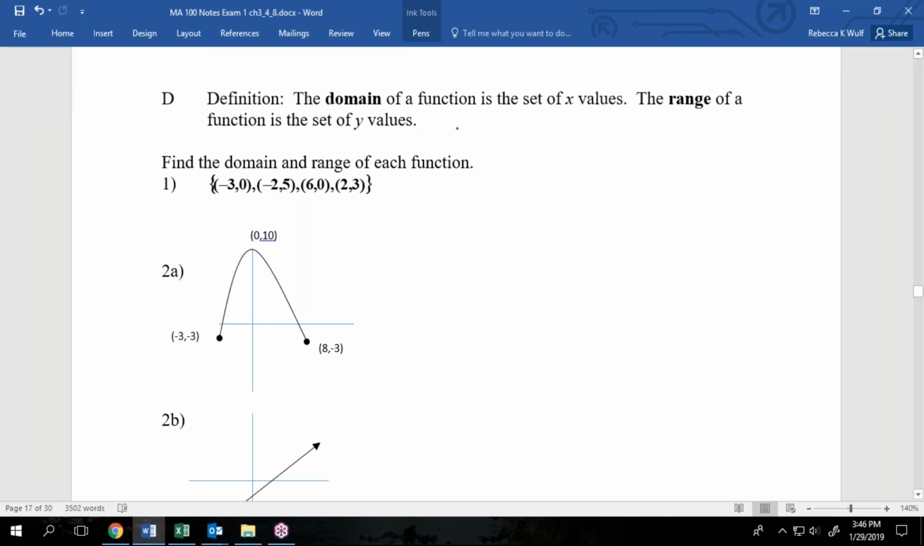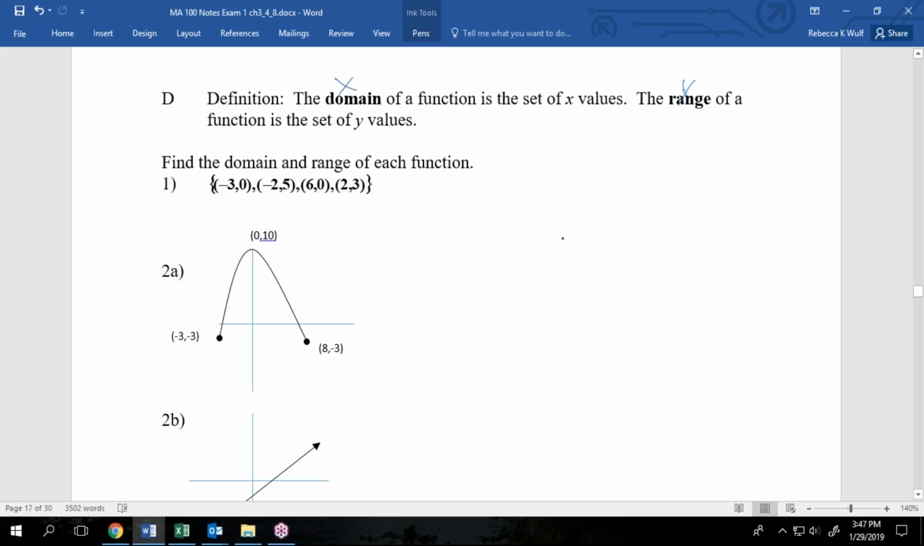So the domain of a function is the set of x values. I think of it as where x lives. That helps me remember it. Where does x live? That's our domain. And the range is the output, that is the set of y values. So domain asks what different x values can you potentially have? And range is the range of y values that we get out of a function.